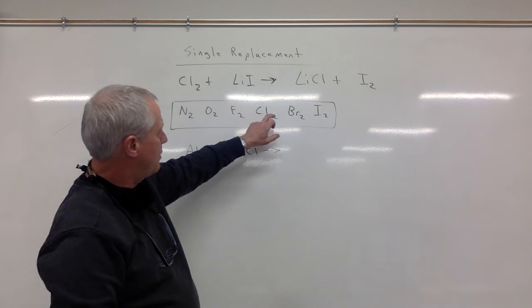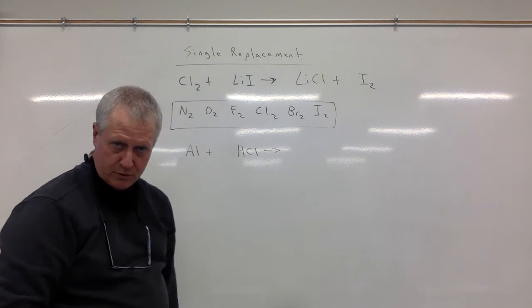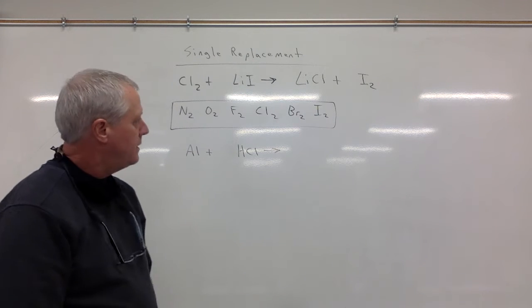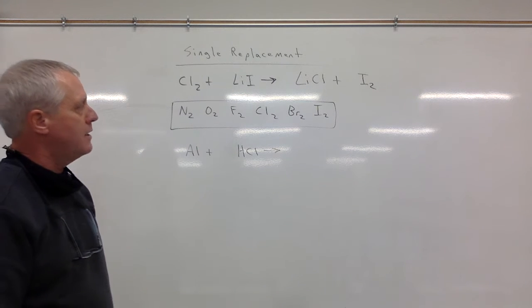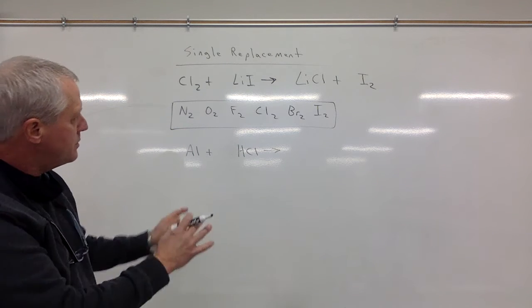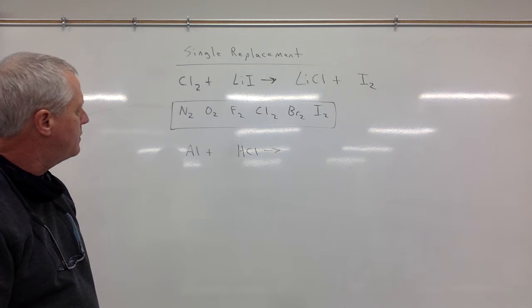Now, when you're not sure about the diatomic molecules, notice that fluorine, chlorine, bromine, and iodine are all halogens, group 17 on the periodic table. So they tend to form these types of molecules, diatomic molecules. Also nitrogen and oxygen as well. Now, this is not a balanced equation, so what would we have to do to balance it?